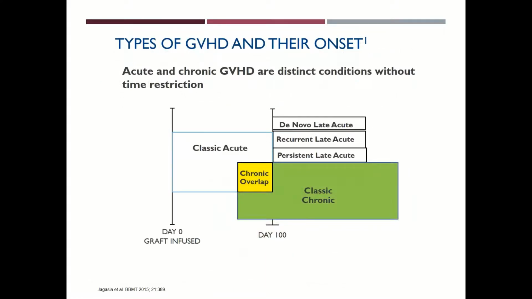It's important to understand that acute and chronic graft-versus-host disease are distinct conditions without time restriction. But when we talk about chronic graft-versus-host disease, most of the time we're talking about the classic chronic form, which occurs after day 100 following transplant. There is clearly a well-defined chronic overlap form in which patients may have features of both acute and chronic graft-versus-host disease. But as a rule, both acute and chronic graft-versus-host disease can present at any time point after transplant.